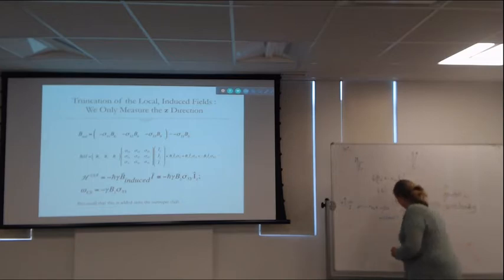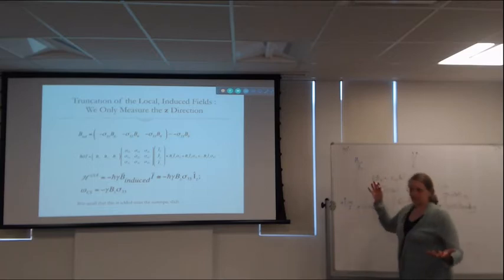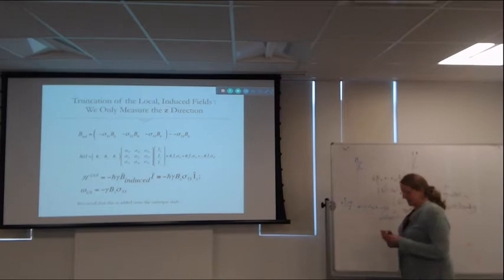Now, why don't we just go ahead and do the same thing with the B1 field and say, wow, that's weak. It's not even parallel with B0. It's perpendicular. So I don't think we have to consider this.